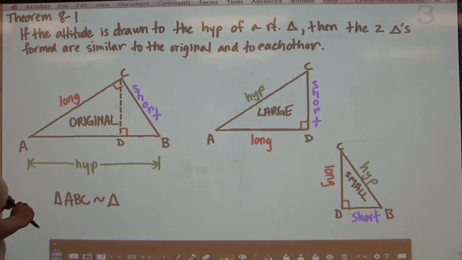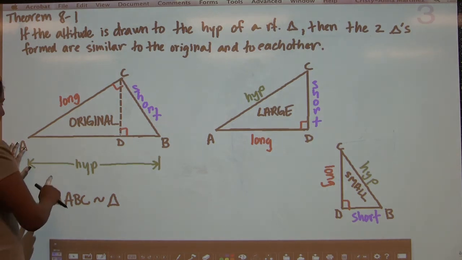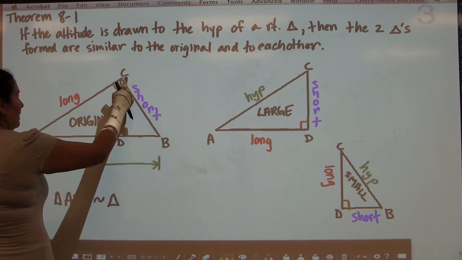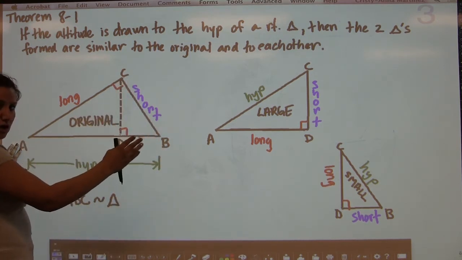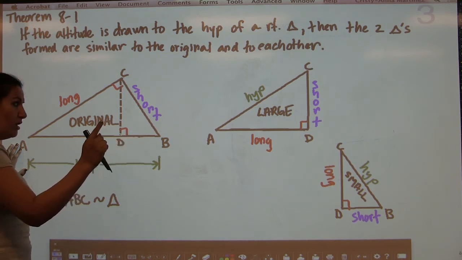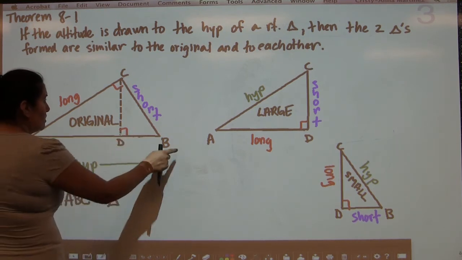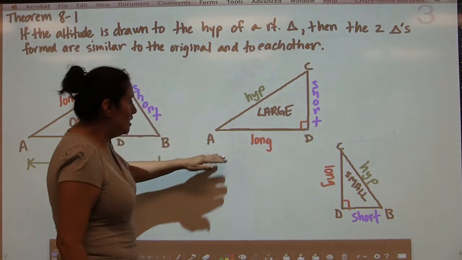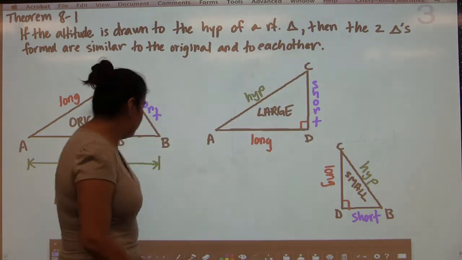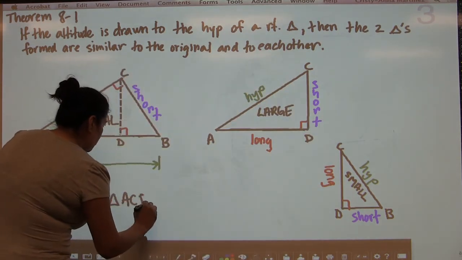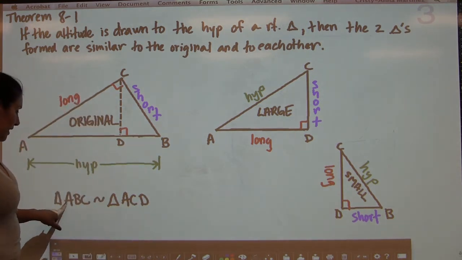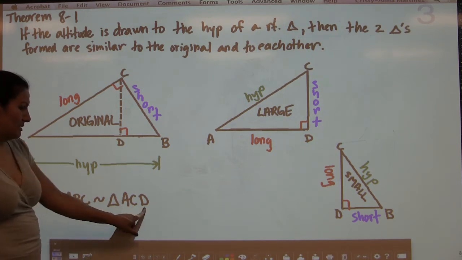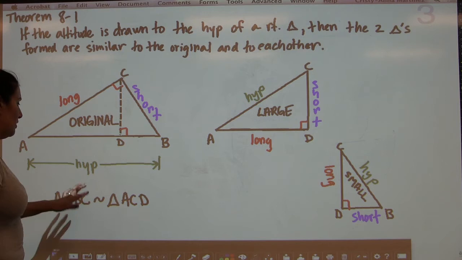So how do I write the statement? ABC is basically going from hypotenuse to the short leg to the long leg. So when I write the large triangle's letters, they have to be in the right order. I'm going to go in the same order: hypotenuse, short leg, long leg. So I'm going to go A to C to D. That's important because it means that angle A corresponds to angle A, angle B corresponds to angle C, and angle C corresponds to angle D in the respective triangles. So it's pretty important that you do that.